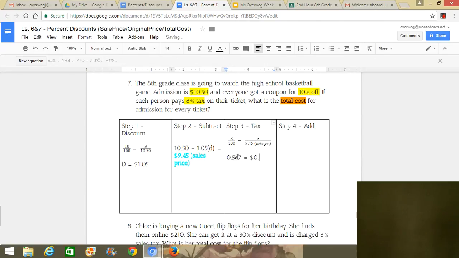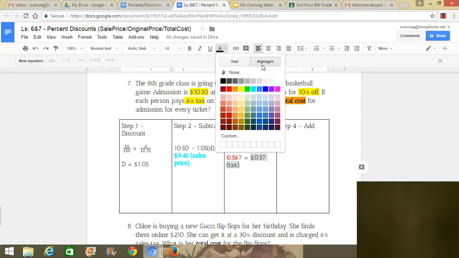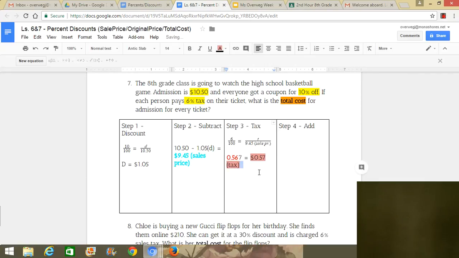notice the 7. Remember, with money, we only look at the first 2 numbers. Okay, this 7 is going to make the 6 bump up and round to a 7. So our tax is going to be 57 cents. Okay, this is the tax. That's what we're going to pay in tax. I'm going to highlight that for you too. Let's do this. That's a pretty color. Okay.